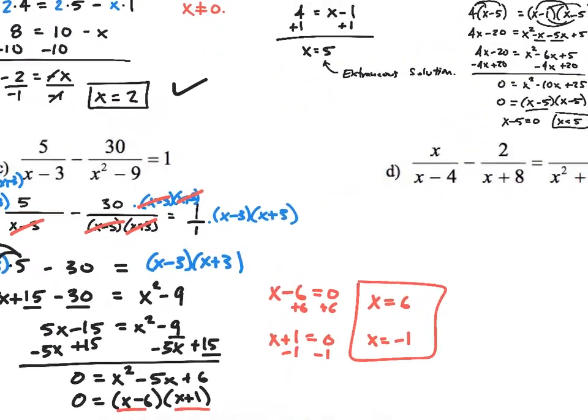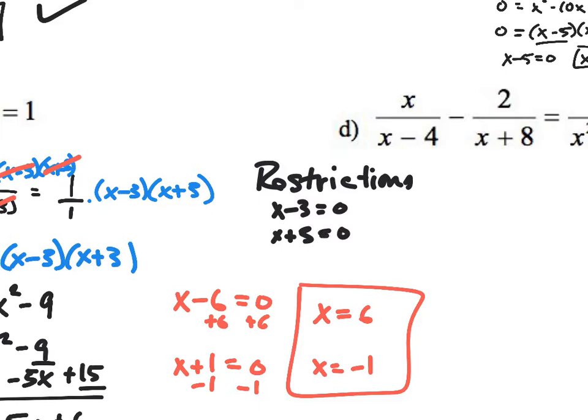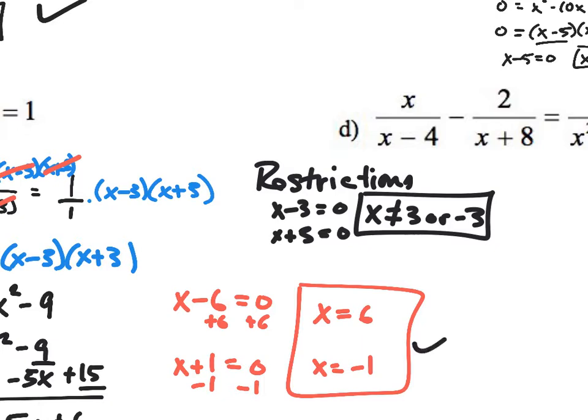If we think of our restrictions, let's write this down up here. We need to take our denominators, x minus 3, set it equal to 0, and x plus 3, set it equal to 0. So our restrictions are that x cannot be 3 or negative 3. Now, the cool thing is that the answers that we got here don't really matter so much, because they're not 3 or negative 3, so these are our solutions.